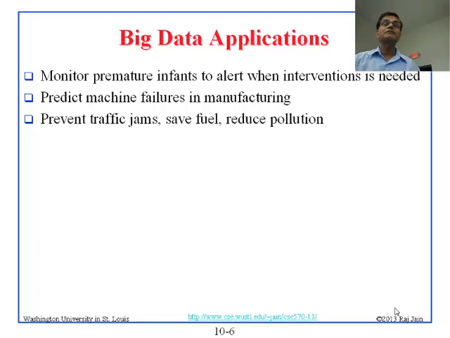Predict machine failures in manufacturing. So before the machine breaks, we will know months in advance that this is about to break. Predict traffic jams. So before the traffic jam happens, they have these things which can monitor the traffic, cars and movement and speed. They can analyze it at high speed, and so they can tell you, please don't take 360 or don't take 64 and go this way. Save fuel and reduce pollution.